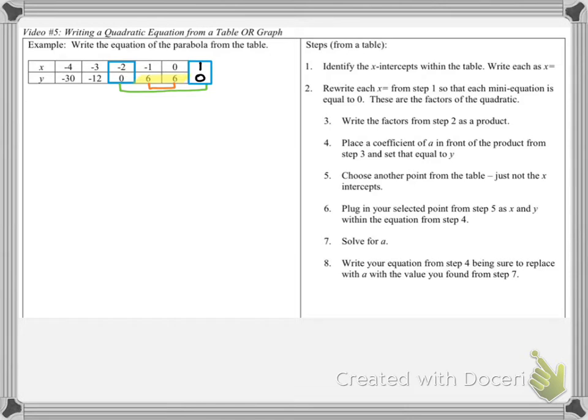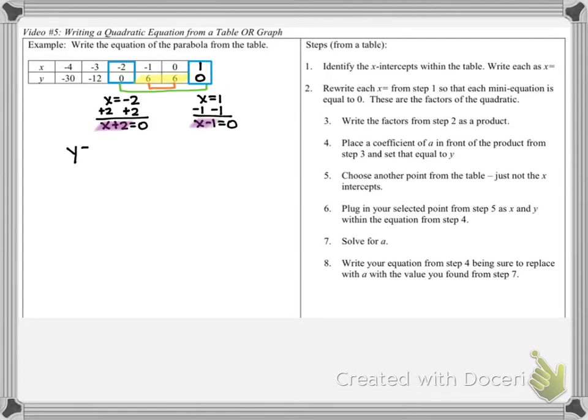At this point, we're going to rewrite those x-intercepts as x equals. So this would be x equals -2. This would be x equals 1. Now we want to write them as factors. We want equals 0. So we're basically going to put the x and the number on the same side together. So each of those two items that we just created, x plus 2 and x minus 1, those are going to be the factors that we use.